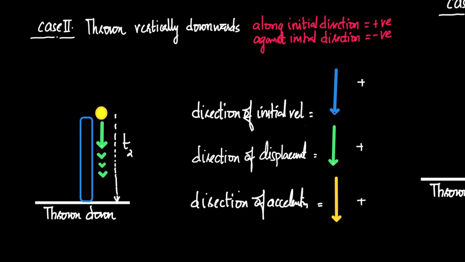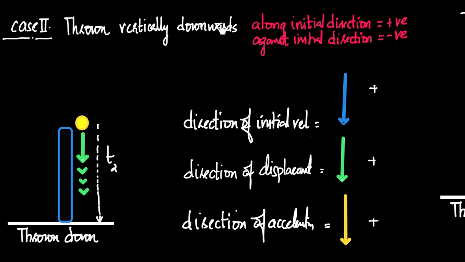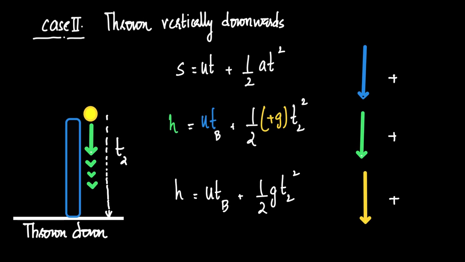Moving on to the next case, the ball is thrown vertically downwards. The sign convention is the same: along the initial direction of motion is positive, against it is negative. The initial direction of motion is downwards, so all values acting downwards are taken as positive. Initial velocity is downwards, therefore positive. Displacement is again downwards, therefore positive. Acceleration due to gravity at any point would bring the ball towards the ground, so that is positive as well. Putting that into the equation, s is positive h, u is positive u, acceleration is positive g, and therefore the equation becomes h is equal to ut2 plus half gt2 square.